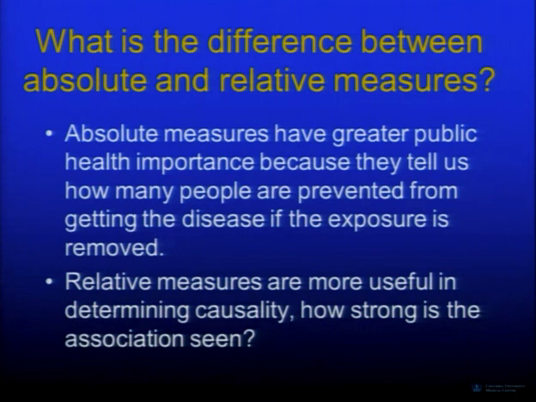But relative measures we use to try and help us understand if there's a causal relationship, or how strong the association is that we're seeing. How closely are the two related in terms of one causing the other? And the relative measures are either going to be an odds ratio for a case control, or relative risk for a cohort or a randomized controlled trial.